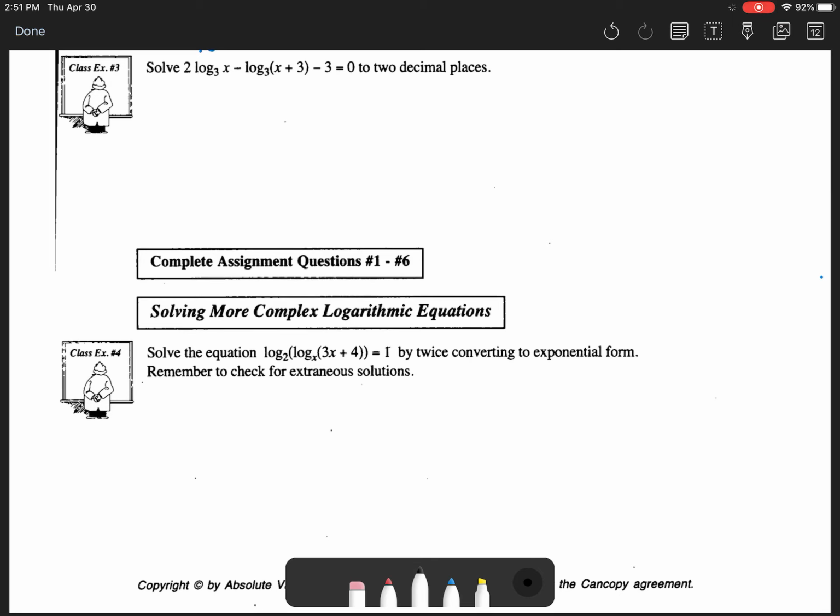All right. Third example here. Solve 2 log base 3 of x minus log base 3 of (x plus 2) minus 3 equals 0. What I'm going to do is take this first term, the 2 log base 3 of x, and use the power law, moving that 2 from in front of the log expression up to being an exponent attached to the argument. So this will become log base 3 of x squared.